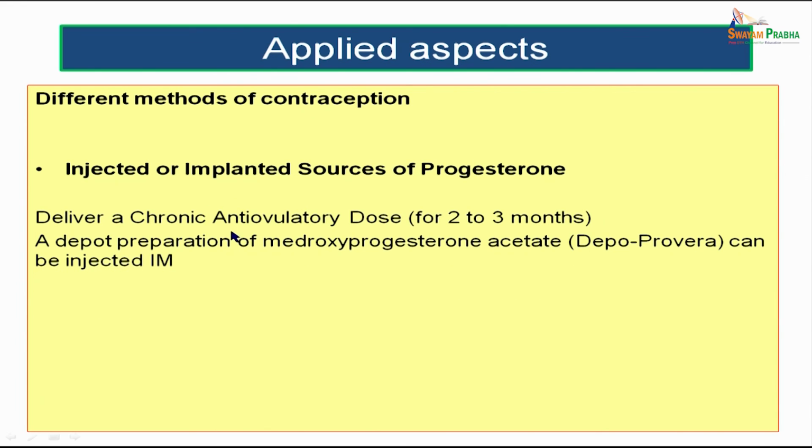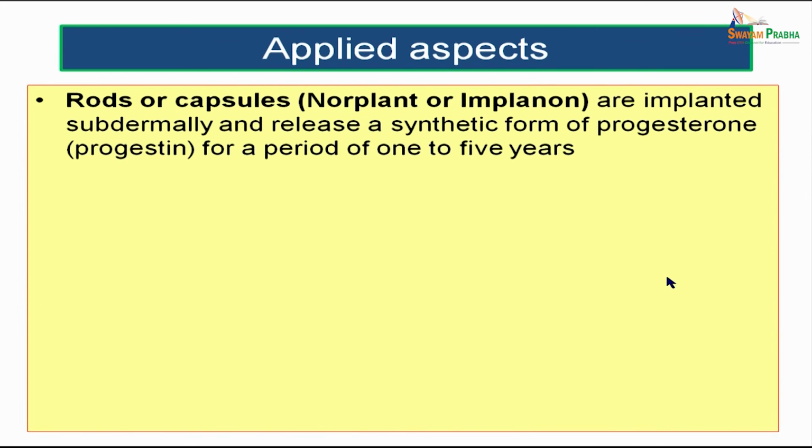There is another preparation known as a depot preparation of medroxyprogesterone acetate, that is known as Depo-Provera, and this can be injected by the IM method. There are other methods like rods or capsules. They are known as Norplant or Implanon, and they are implanted subdermally just beneath the skin, and they release a synthetic form of progesterone or progestin for a period of 1 to 5 years.